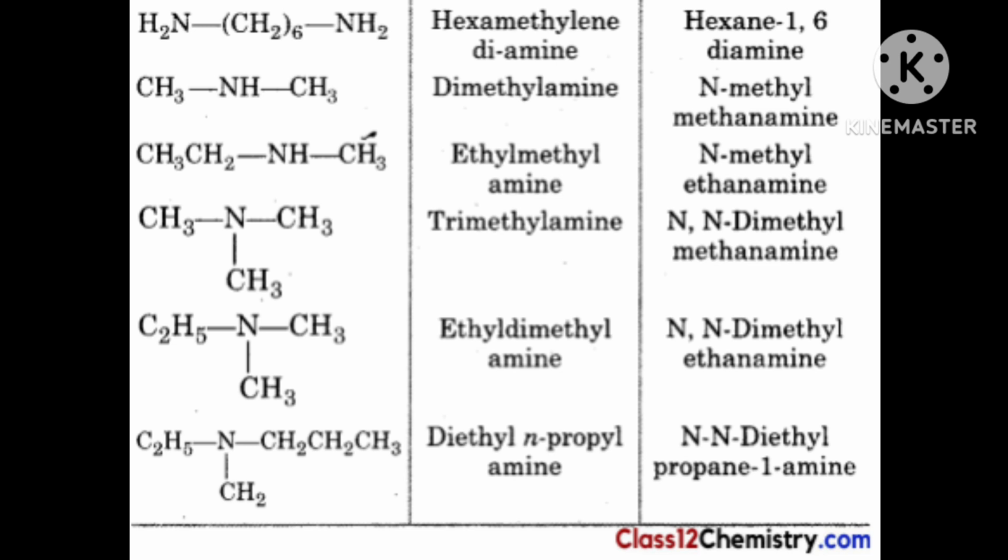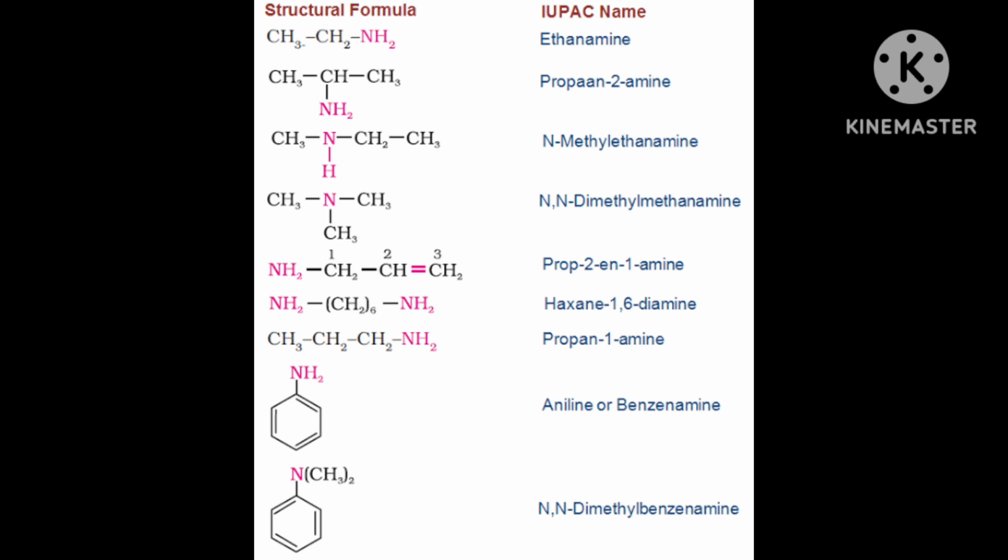Now another example. Here you will see that just one H is gone and a propylene group is attached in the place of one hydrogen. Then what will be its name? Allyl amine. You already know. For this propylene group it is called allyl amine, because the allyl group is attached to NH2. One H is gone and in its place allyl is attached. The structure becomes NH2, CH2, CH, double bond CH2. Then it is called allyl amine. That is the common name.